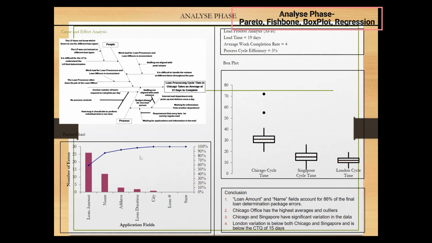And you can see that the Pareto has been done. Pareto addresses that 80 percent of this one. If you look at the 80 percent, the loan amount, name and address are not captured very well, so this itself has errors. And then you can see the 19 days lead time, average work taking 4 days, and process efficiency is 5 percent, right? Chicago is also taking the highest time, like 70 days. Singapore and London look to be slightly fine. And we can see that 86% of the final determinations have errors. Let's see further slides.